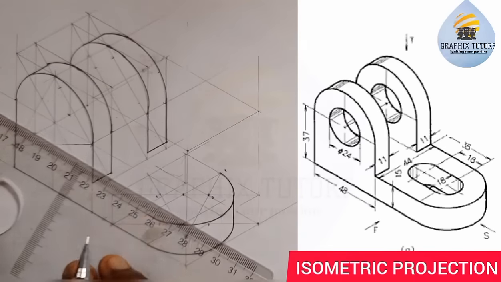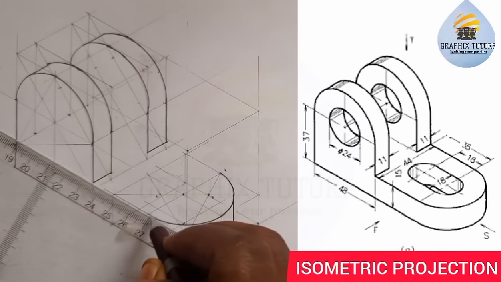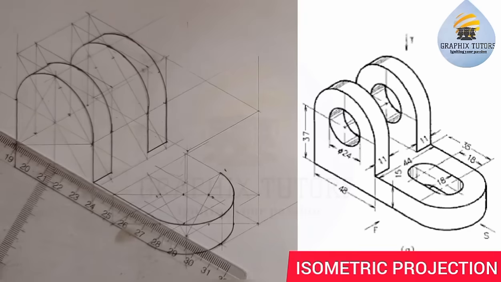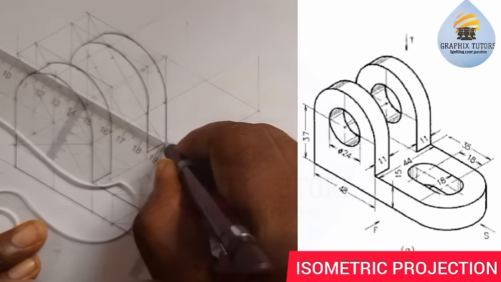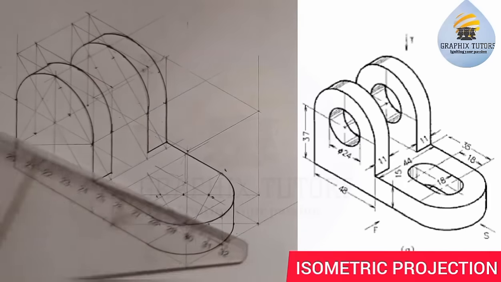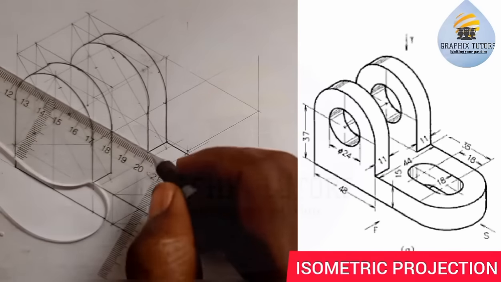Then I'll close here two down. You can see that? And I'll close here two down. You can see that? Then this will be going in.